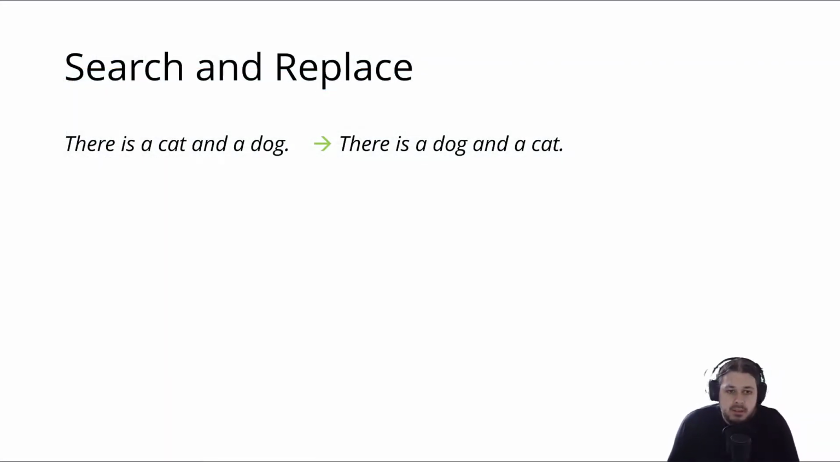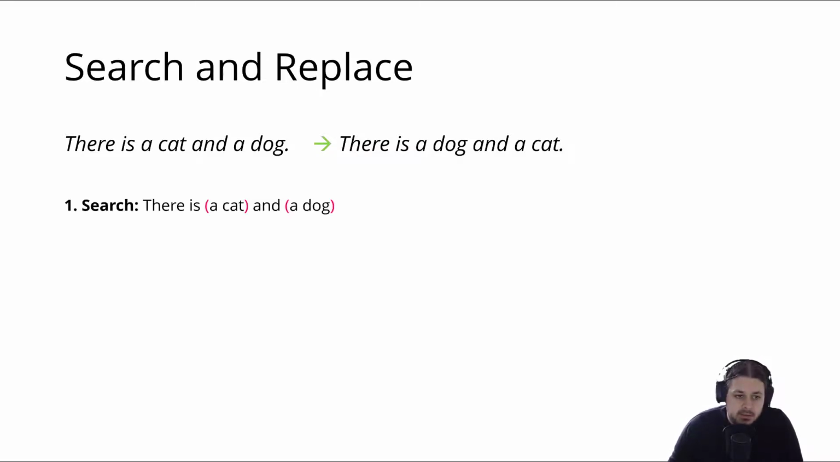Okay, a particularly interesting use case is complex search and replace. This is a very constructed example, but I hope it'll show what I mean. Let's say we have this first sentence: there's a cat and a dog, and we want the sentence: there's a dog and a cat. And we want to do this replacement, but regex style.